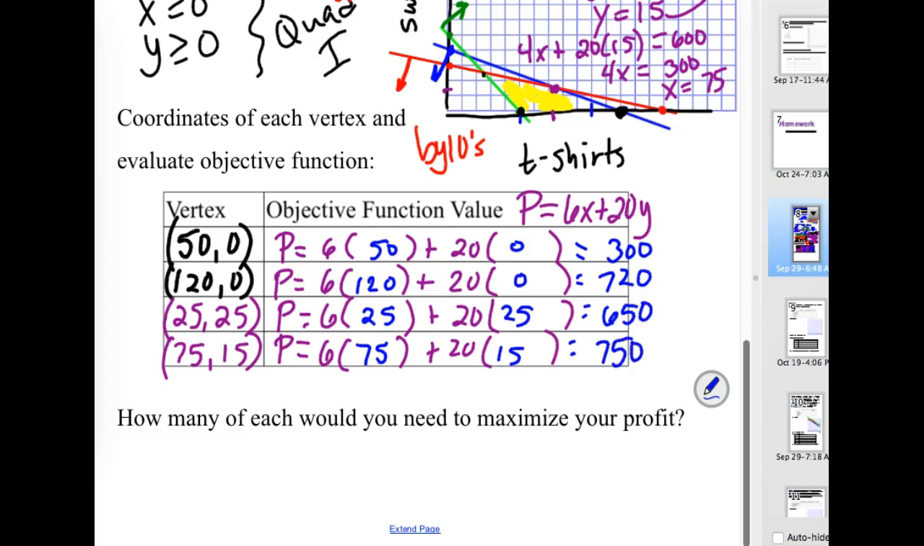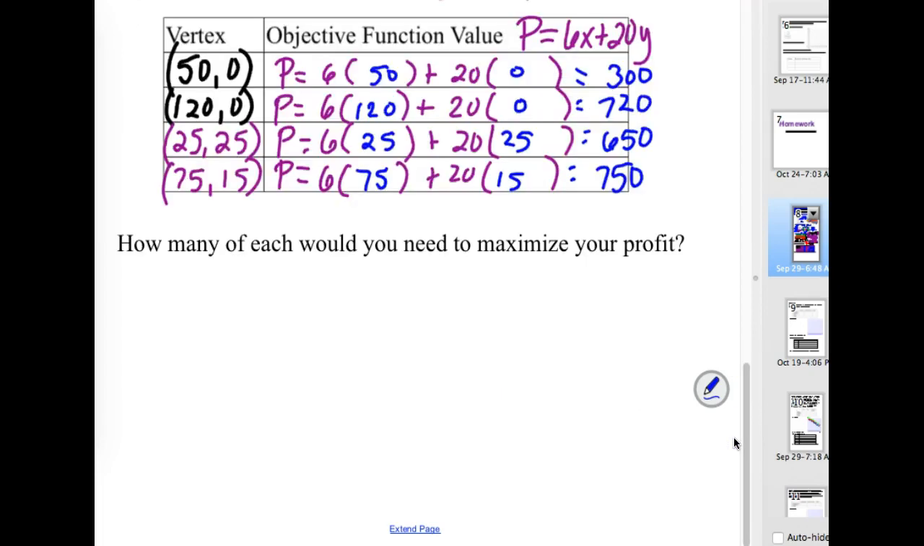Okay, now remember, this is how much profit I make at each of those different combinations, right? And I want to maximize my profit, so what am I going to pick? The 750 option, right? That's going to give me the most money.